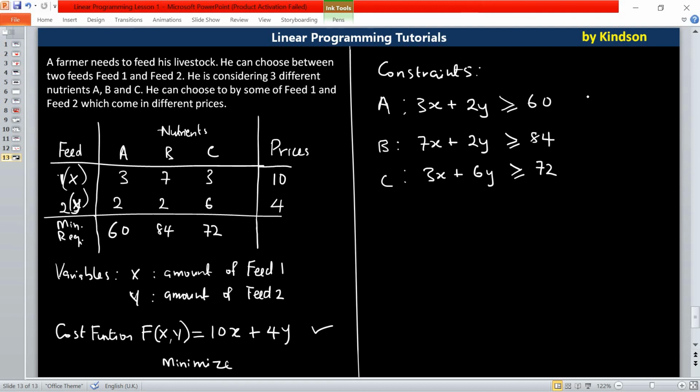So we've done all the setup. Let's call this constraint C1, this constraint C2, and this constraint C3. So this is how to set up the linear programming model, the function as well as the constraints. At this point, we are ready to start solving the problem. We are going to use the graphing method, as I used in the diet problem that I solved in tutorials 3 to 5.